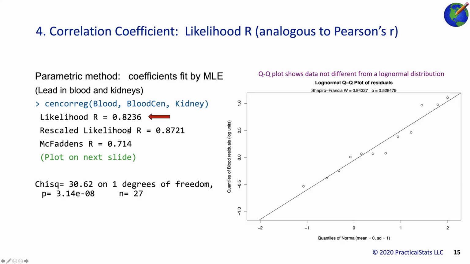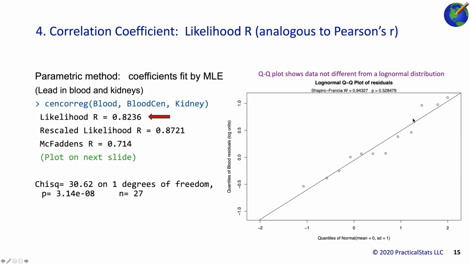There are other correlation coefficients as well. I'm just going to talk about this one for right now, just because it's the most similar to Pearson's R. It's not similar computationally, but it's similar in the way the scale functions. And it gives you a p-value that says this is not 0. So we do have a significant correlation.